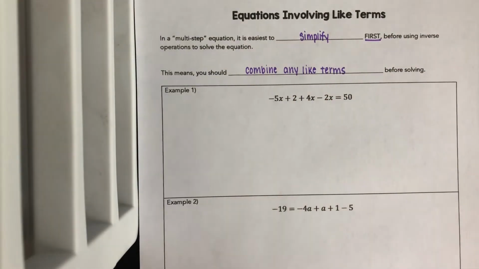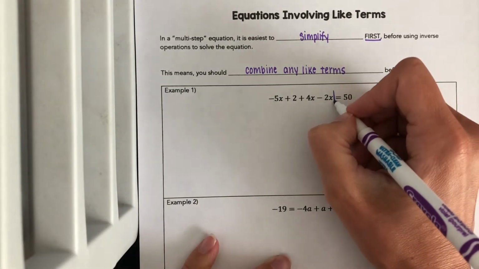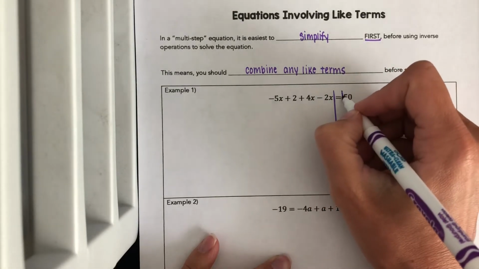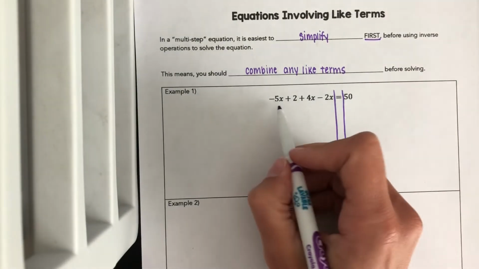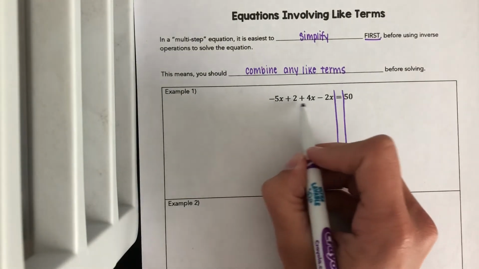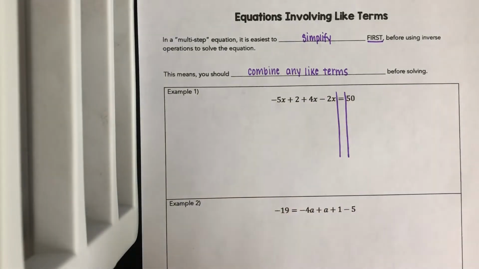We're going to use the same process of simplifying and combining like terms as we did when we simplified expressions. The only difference now is that when we take a look at our first equation, negative 5x plus 2 plus 4x minus 2x equals 50, we want to make sure that we are combining like terms that are on the same side of the equation. Just like when we solved those equations, we're going to put lines around our equal sign. This is basically our wall saying that we can only combine things that are on this side of the equation. We can't combine them with what's on the other side.